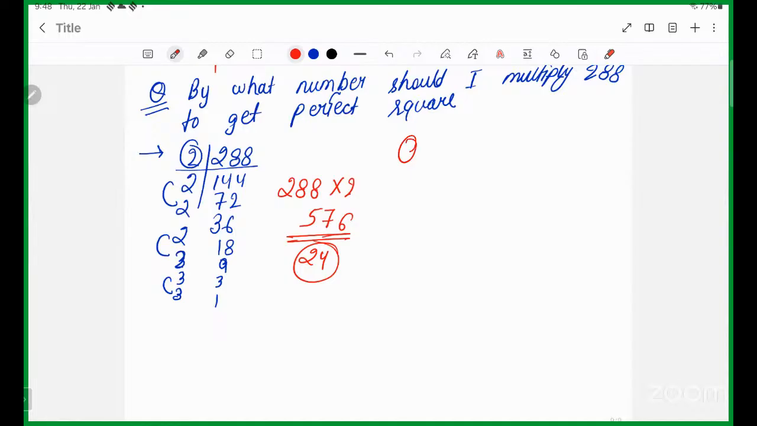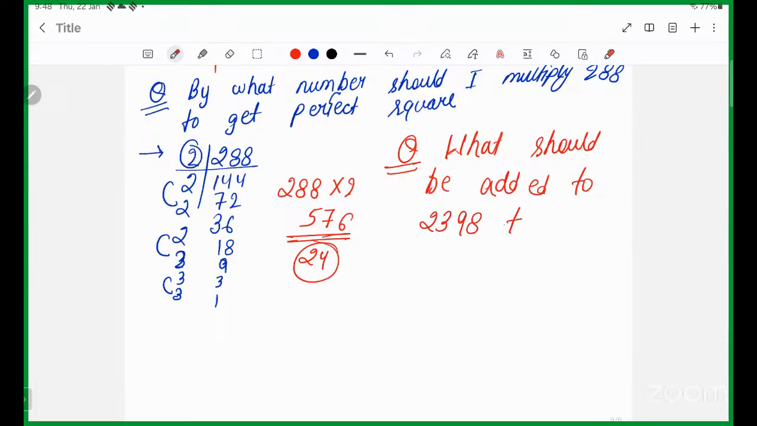Another question is asked. What should be added to 2398 to make it a perfect square?